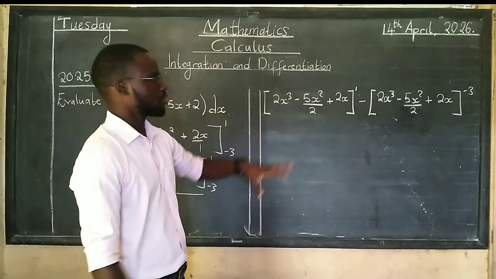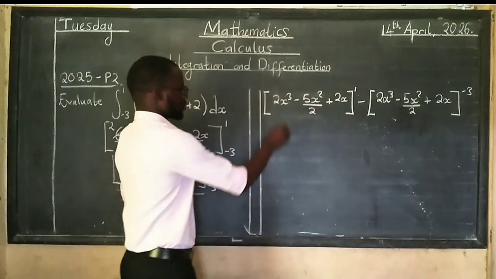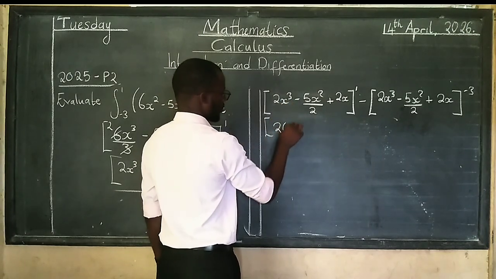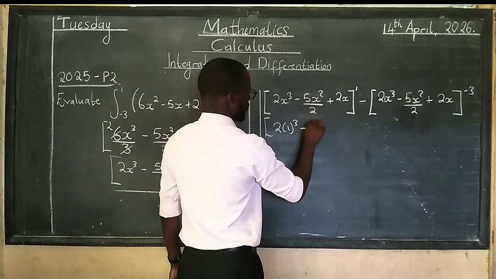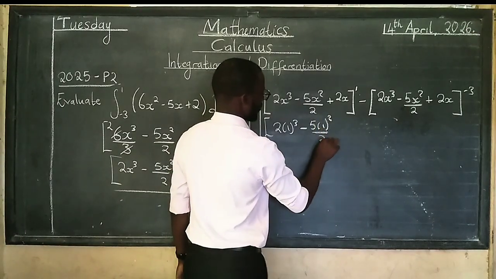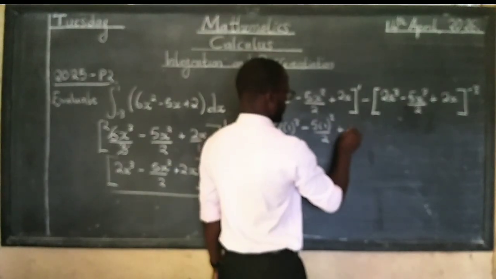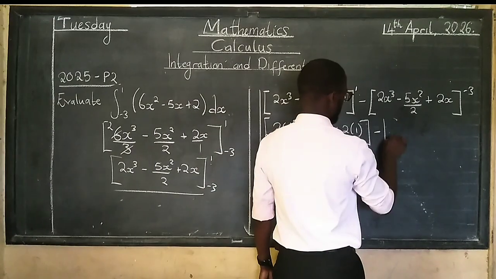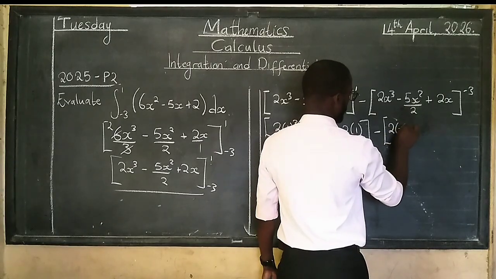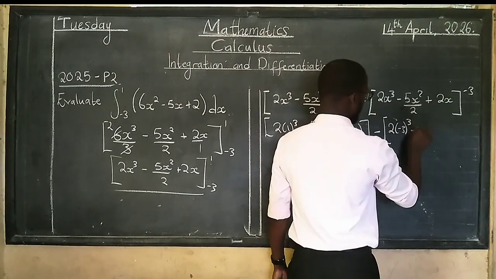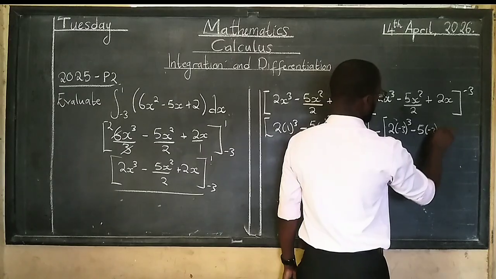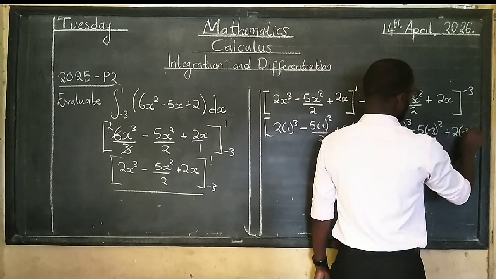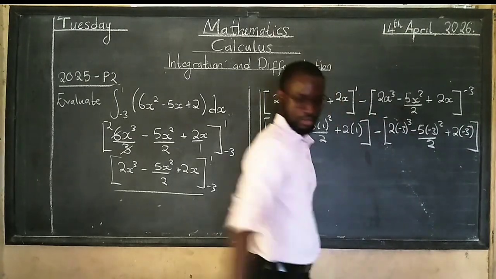So we are just going to infuse those numbers in there and see how it works out. So here, when I put the 1 here, this is 2, 1 to the power 3 minus 5, 1 to the power 2 over 2 plus 2, 1 over the top, minus, this is going to be 2 minus 3 to the power 3 minus 5 minus 3 to the power 2 over 2 plus 2 minus 3, and then close it up like that.